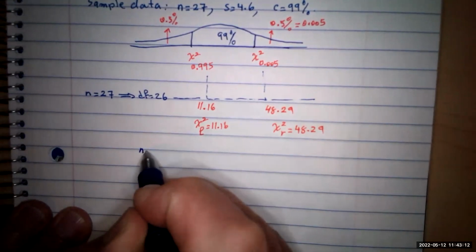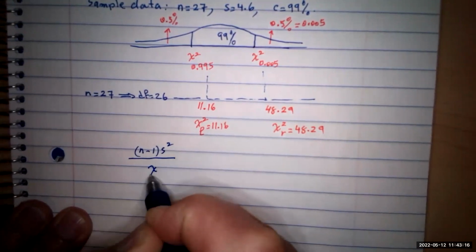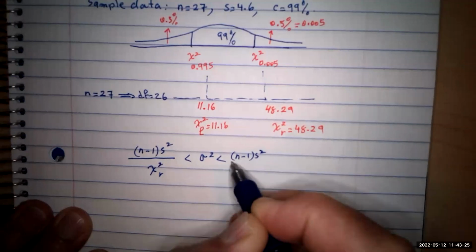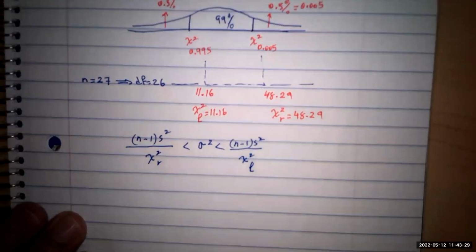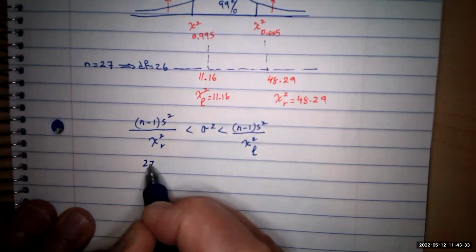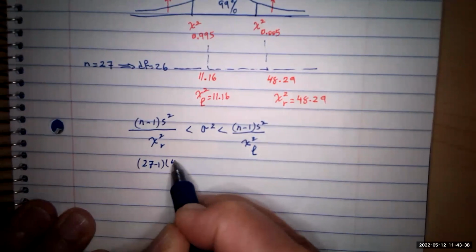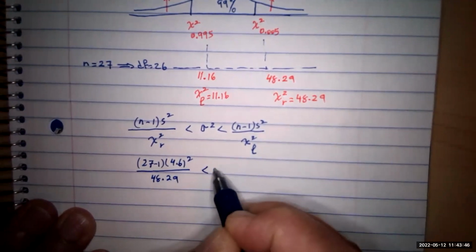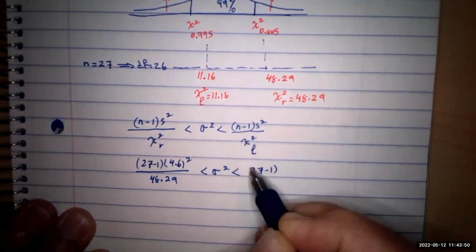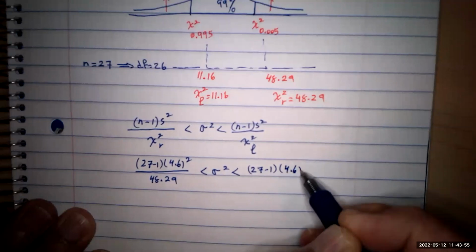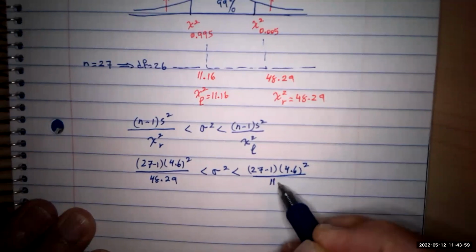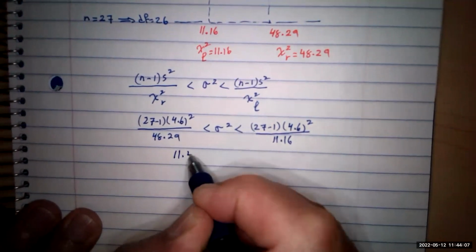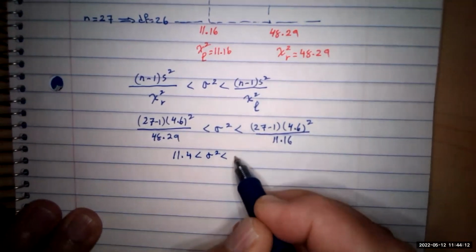You substitute. Your formula is n minus 1 s squared over the chi-squared to the right, and that's going to be your sigma squared less than n minus 1 s squared over the chi-squared to the left. You substitute: n is 27, so 27 minus 1 times s squared, s is 4.6, divided by the chi-squared to the right, which is 48.29. And this is 27 minus 1 times 4.6 all squared, over the chi-squared to the left, which is 11.16. Use your calculator, and eventually you arrive at 11.4 less than sigma squared less than 49.3.